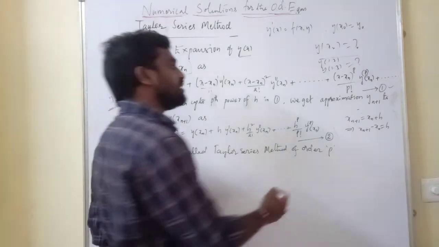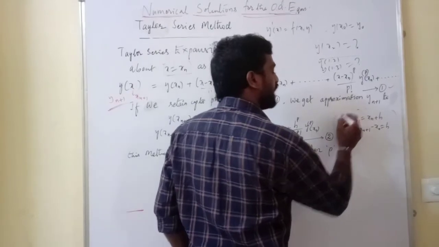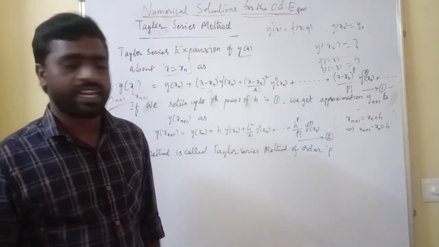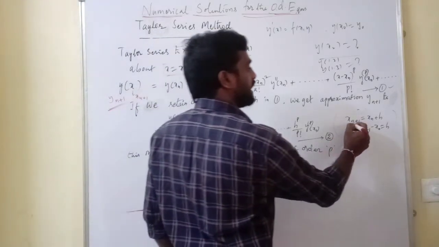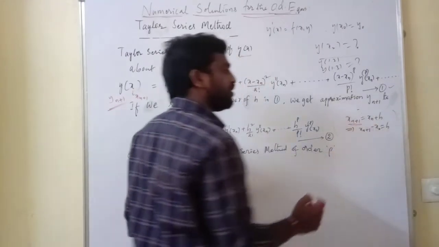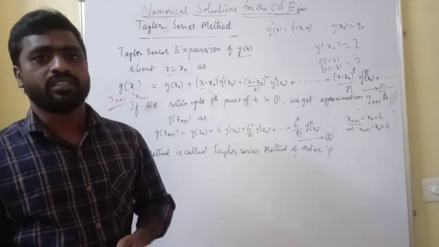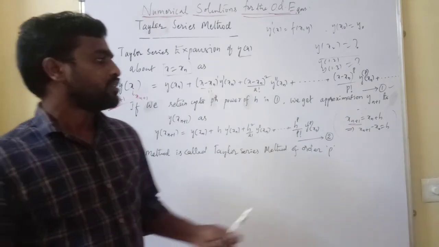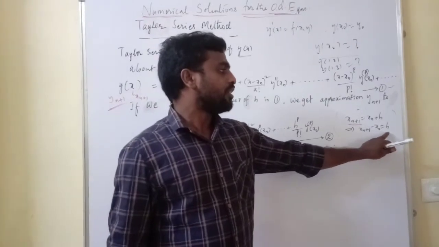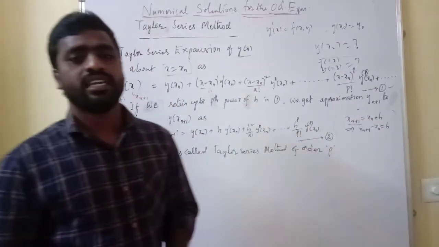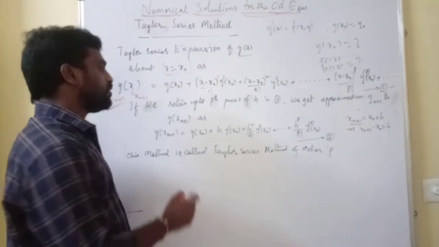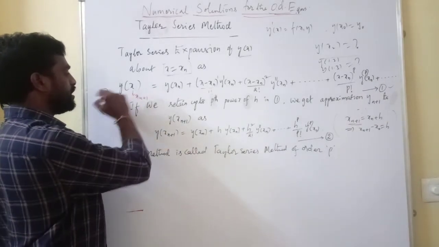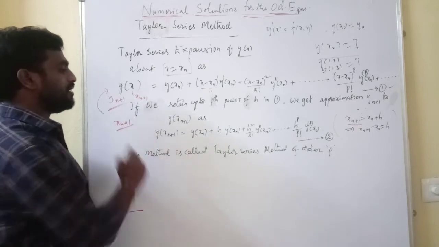We know that every nodal point is equispaced. Suppose x n plus 1 equals x n plus h, where h is the increment. So we can simply denote x n plus 1 minus x n equal to h. We just have to substitute x by x n plus 1 in the given equation.